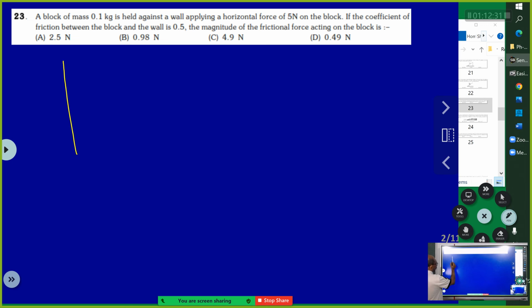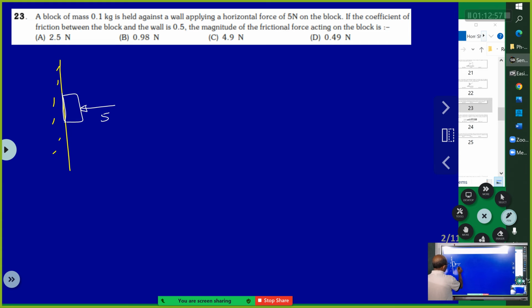Straight away draw the wall. It's not about this. So get the wall and then draw the block, put it on the wall, and then it is held by applying 5 Newton on the block.